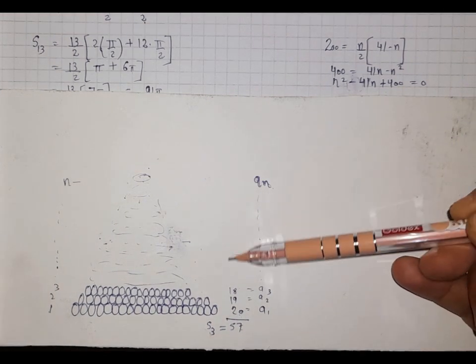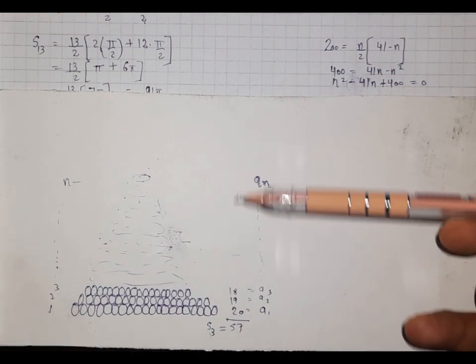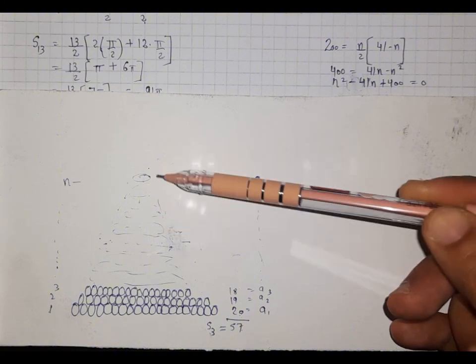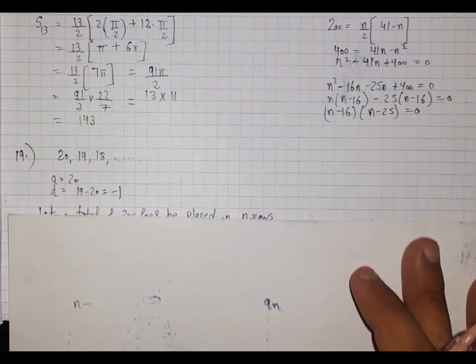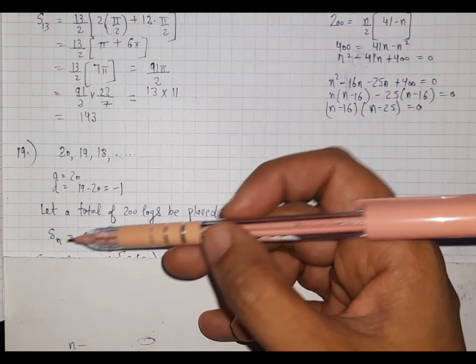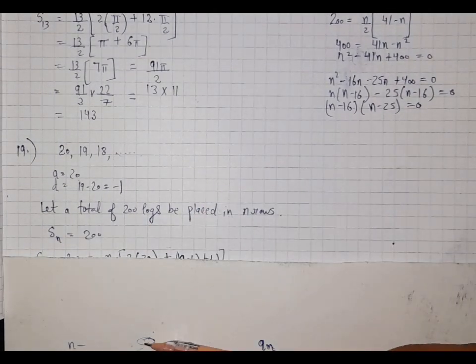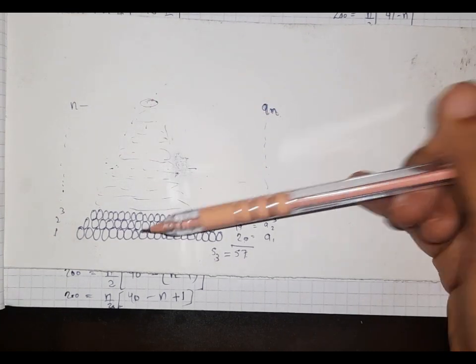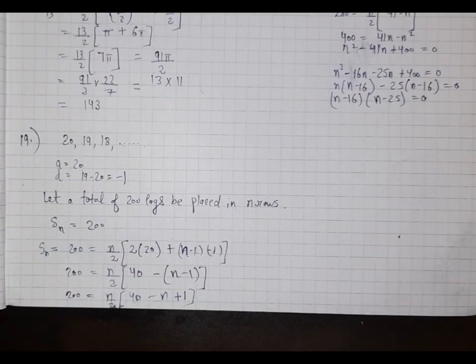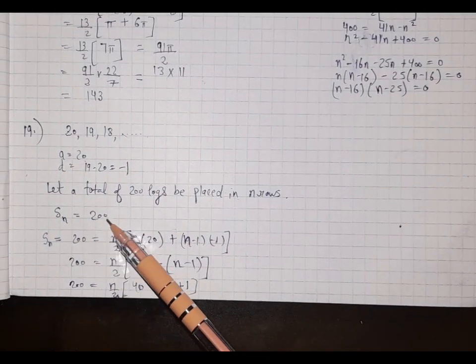Since it's given that the total number of logs is 200, that is, after adding the number of logs in all these rows, the sum equals 200, that is Sn is 200. We need to find the value of n, that is the number of the row where the last log is placed. So we need to find the value of n such that Sn equals 200.